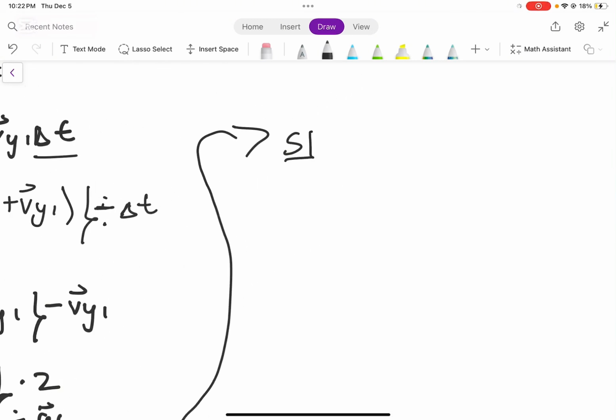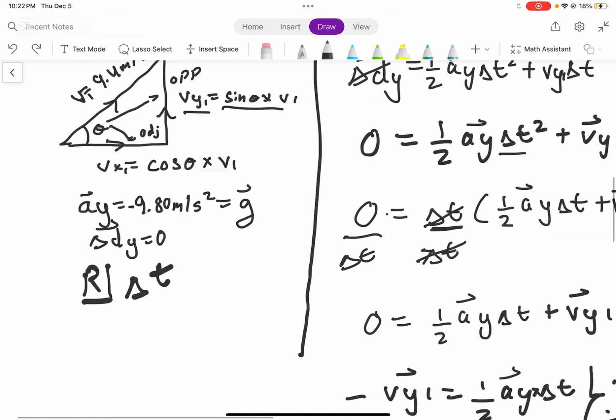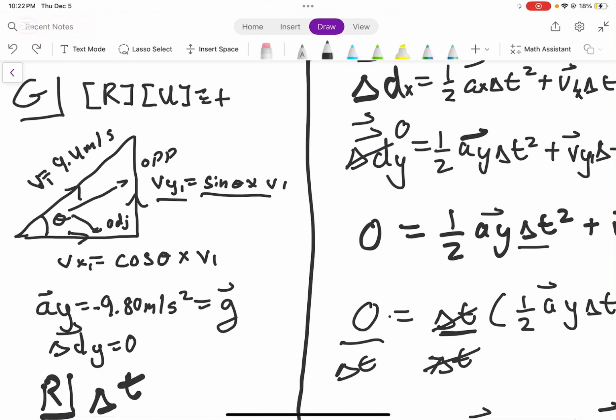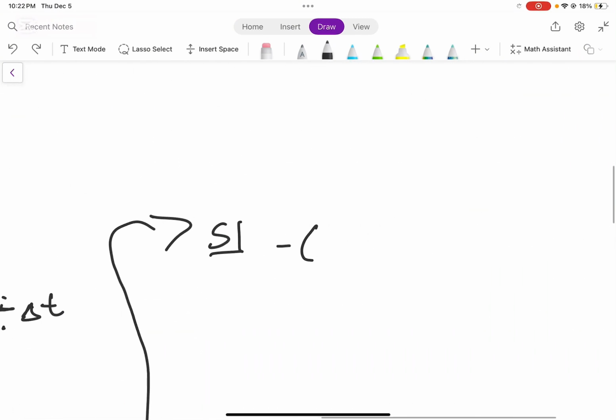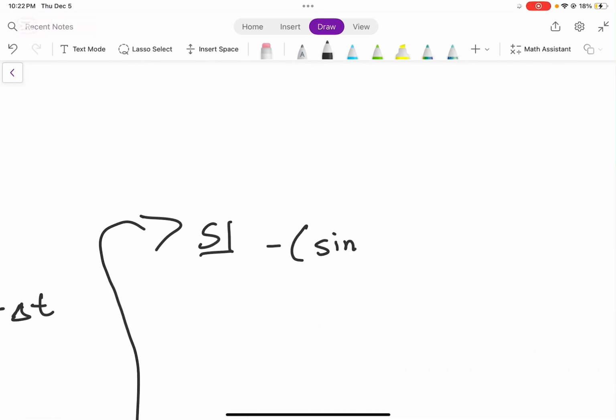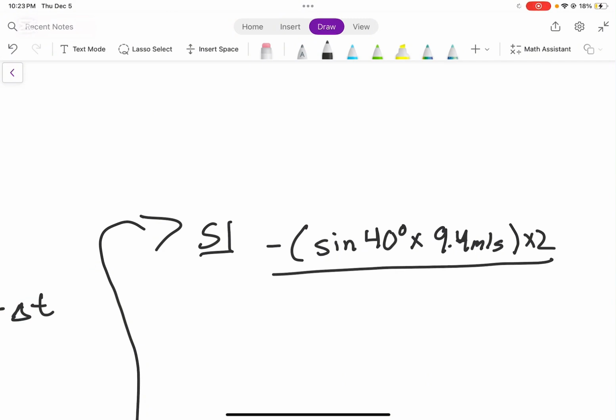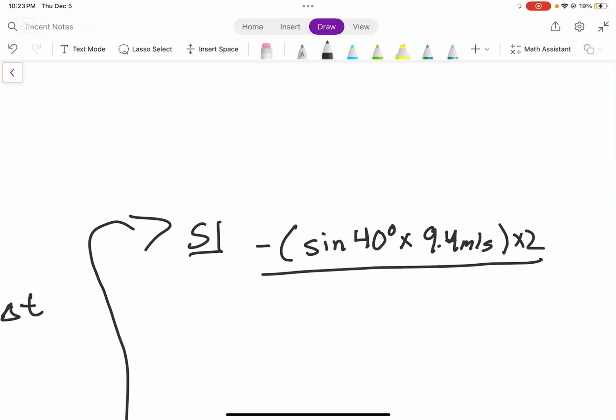So now we can go straight into our solution. We know that it's going to be negative v1y. But what is v1y? We go back here, v1y is sine theta times v1. So sine of theta, which was 40 degrees, times v1, which was 9.4 meters per second. And we're just going to multiply this all by 2, and we're going to divide by negative 9.80 meters per second squared.